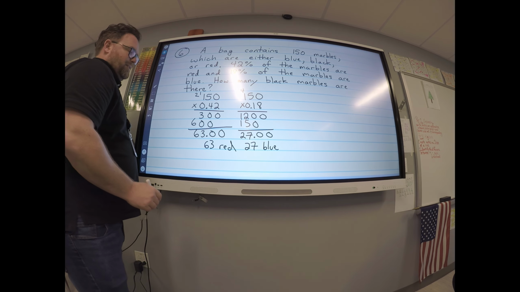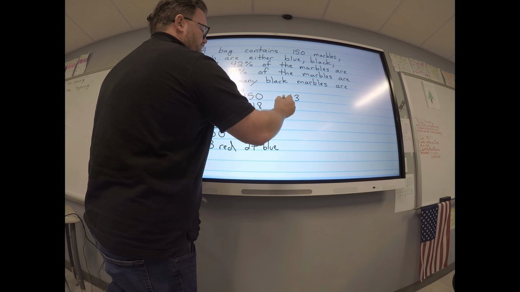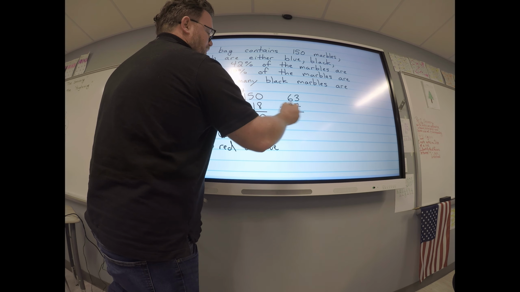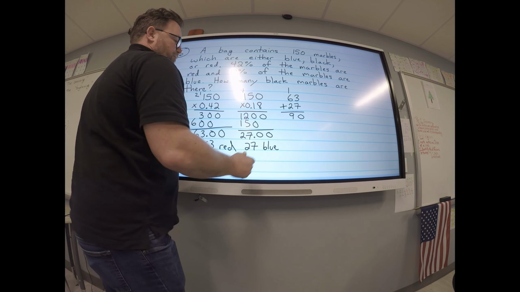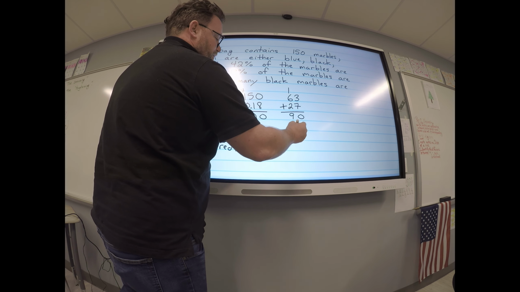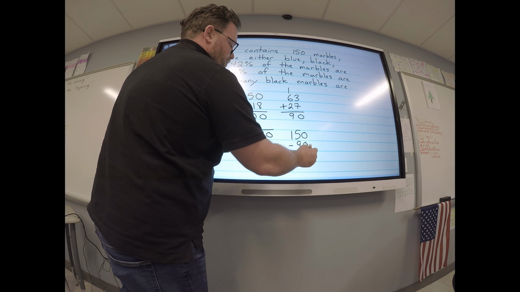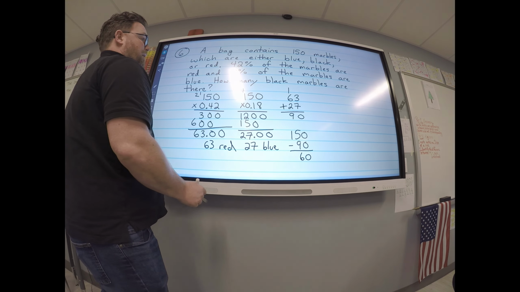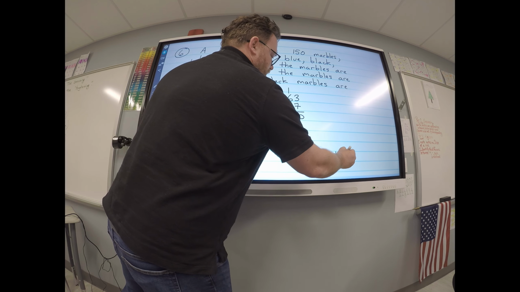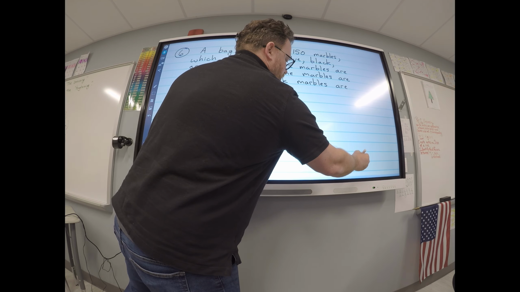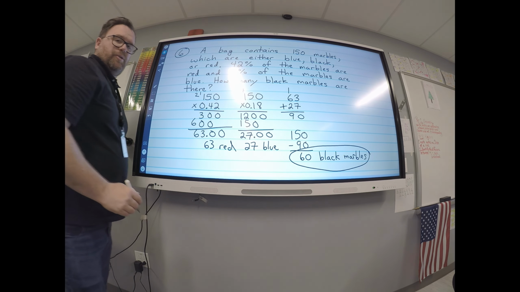If we add 63 and 27, we're going to get 90. So there's 90 of both of those, so if we take 150 and we subtract 90, we're left with 60 black marbles. So 60 black marbles. And that's our solution for this one.